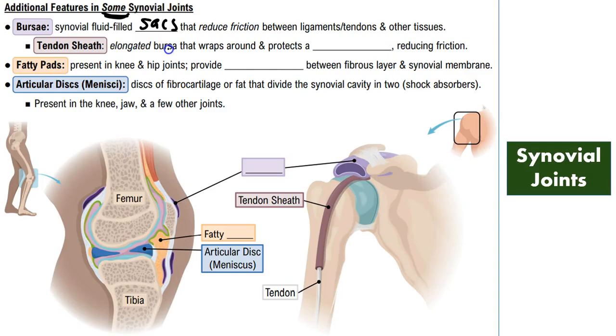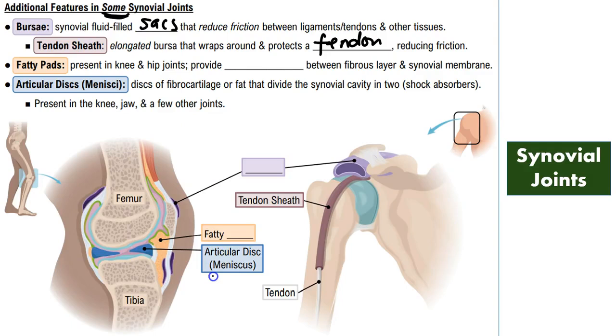And one thing you also see is the tendon sheath, which is basically an elongated bursa that wraps around and protects a tendon, thereby reducing friction. So remember, a tendon connects muscle to bone. And when you have a tendon sheath or elongated bursa wrapping around it, that's going to help reduce friction between the muscle and the bone. Okay? So bursa is, again, synovial fluid-filled sacs.